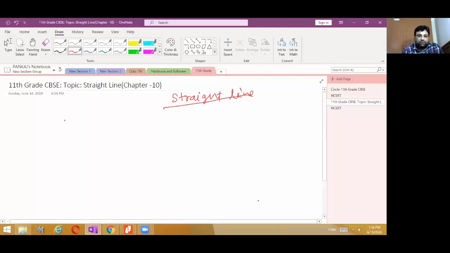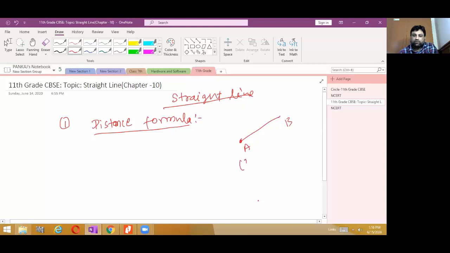The first formula which we have learned is called the distance formula. I am just giving you a recap of all the formulas we have learned in 9th and 10th grade. Distance formula, clear? Suppose there is a point A and one other point is B, and the coordinates of point A are x1, y1 and B is x2, y2.